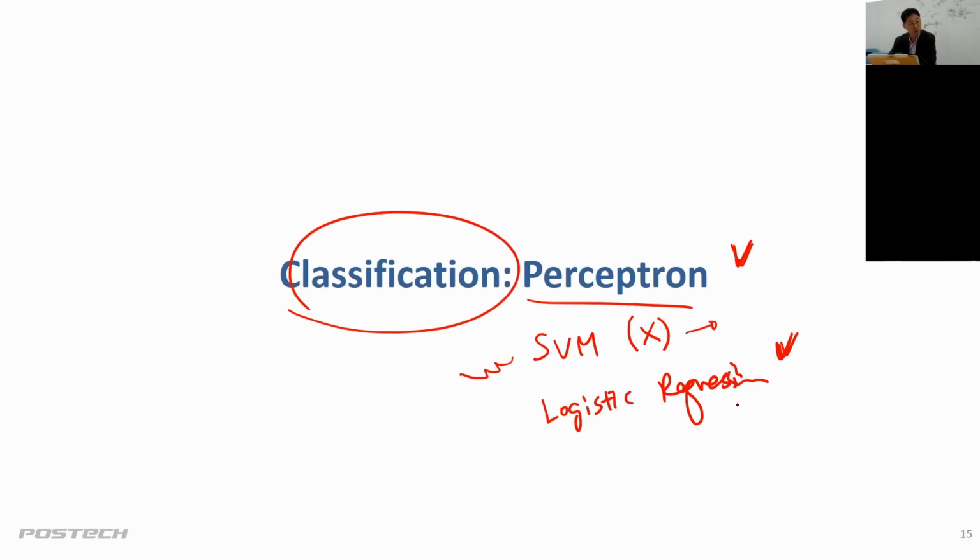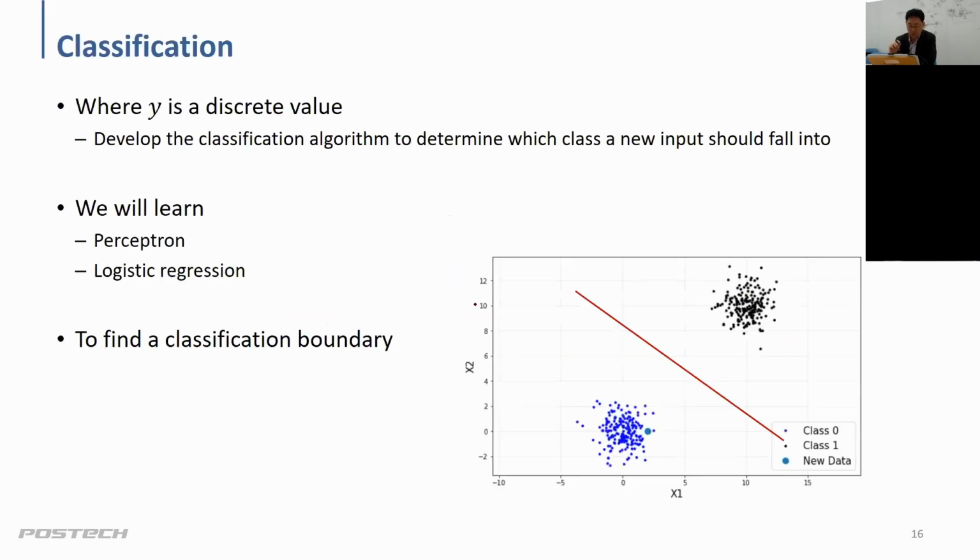The first one is perceptron. The second topic is logistic regression. Let's move on to the perceptron, I mean the concept of classification first. There's only one difference between regression and classification.